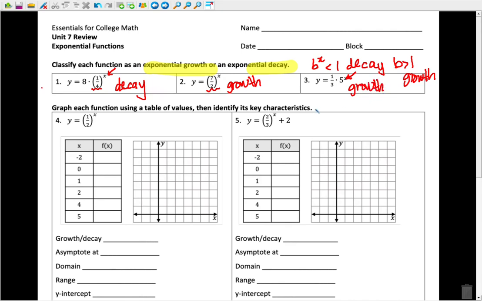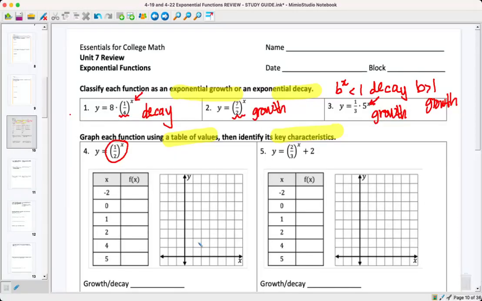Looking at number 4 and number 5, you're going to graph each function using a table of values, and then you're going to identify what we call key characteristics. To do this, you want to go to y equals on your calculator and type in this function here. It would be best if you type it in without using the fraction bar option, and I'll show you what I'm talking about. Here is my calculator.